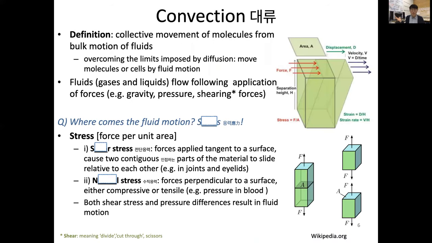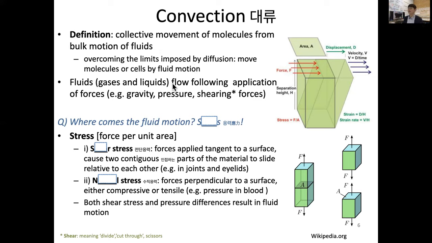And on the other hand, what about convection? Convection is a bulk motion of molecules, especially with the flow of fluid or gas. So the definition of convection is the collective movement of molecules from bulk motion of fluid. And that has a very interesting implication because it can overcome the limits imposed by diffusion. Because the molecules or cells are just sitting there in the bulk of the environment, which actually moves to transport by fluid motion.